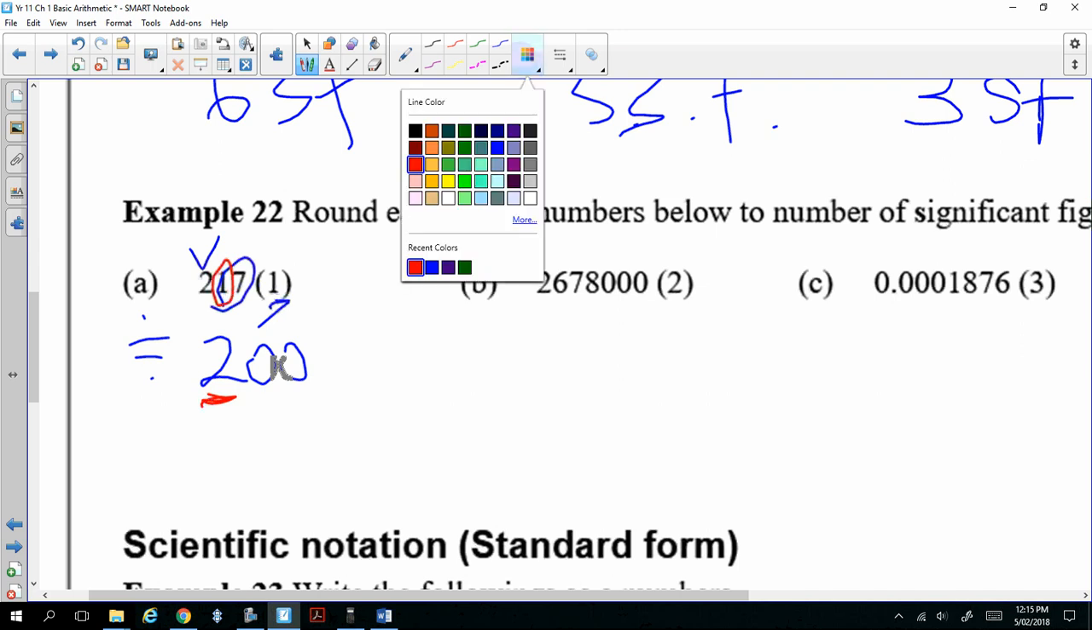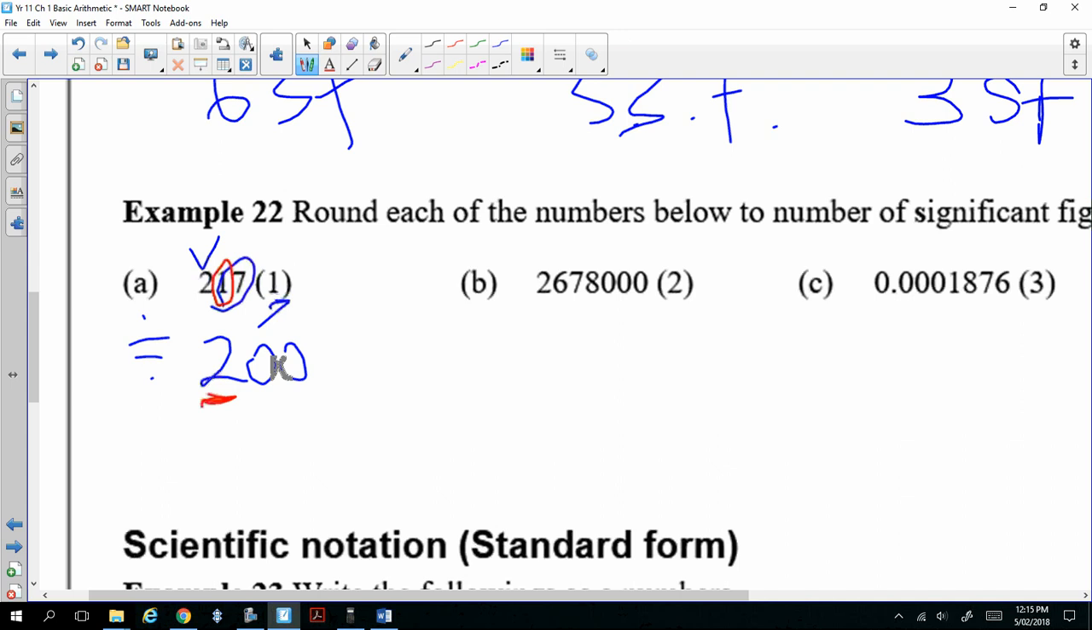All right, next question. 2 significant figures. So this is the first, this is the second. And you look at the digit after the 6. In this case, it's 7. You're going to add 1 to the 6. So the answer will be 2, 7. The rest become 0. So 5 zeros. So the answer becomes 2,700,000, correct to 2 significant figures.